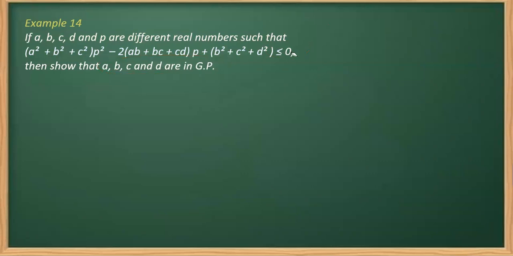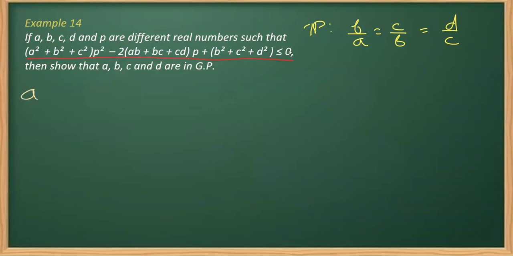That means what in all we have to prove is that B over A is equal to C over B is equal to D over C. That's what we have to prove. So what we can do, we can start from here. We will open this bracket and see what relation we get between A, B, C, D.